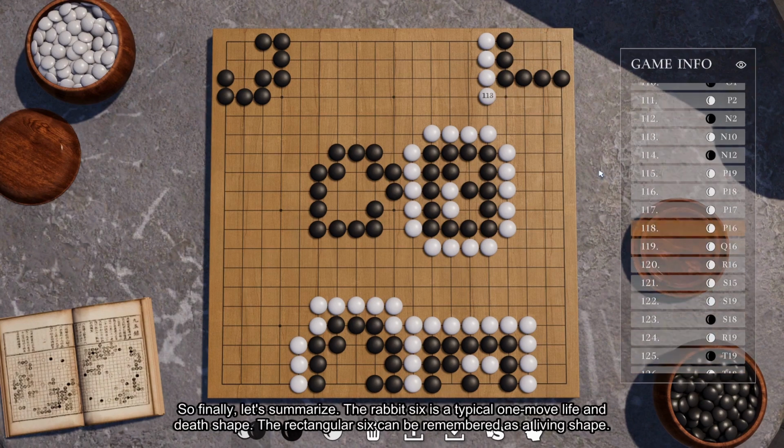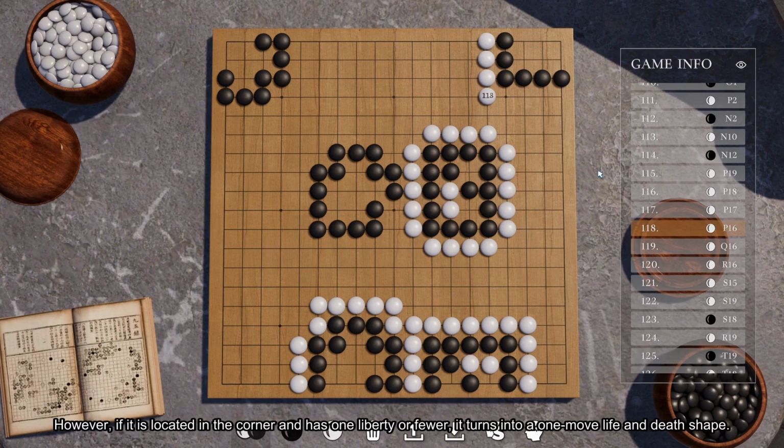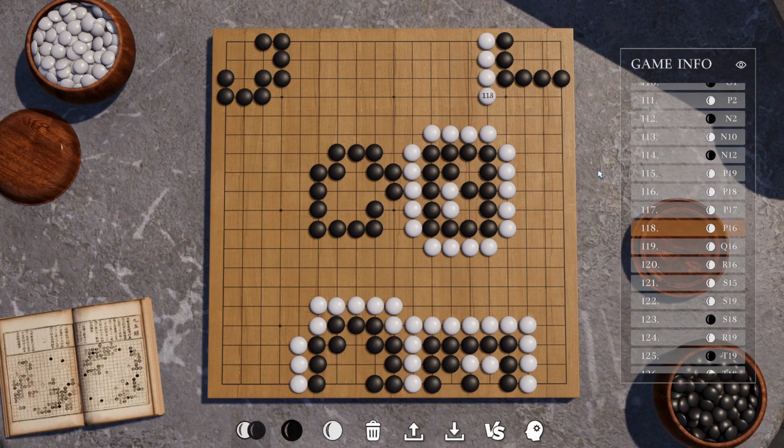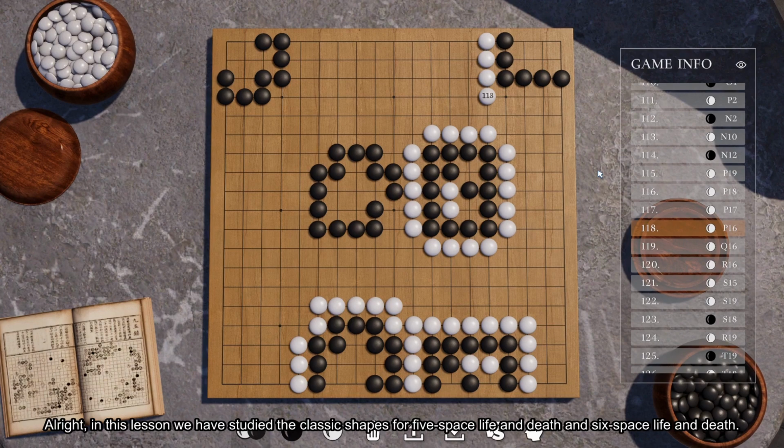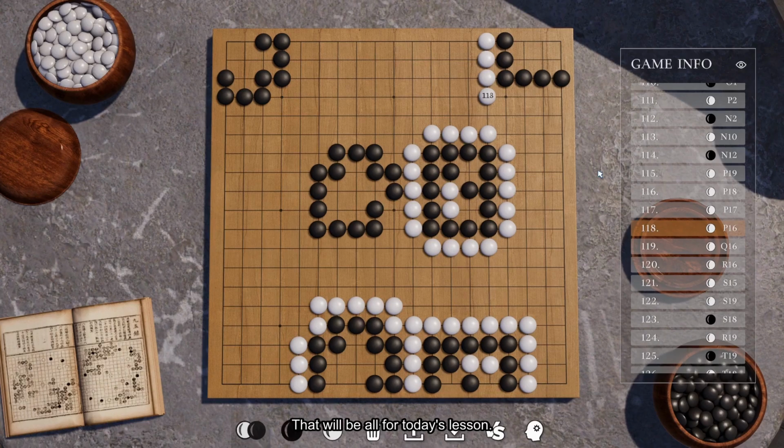So finally, let's summarize. The rabbit 6 is a typical one-move life and death shape. The rectangular 6 can be remembered as a living shape. However, if it is located in the corner and has one liberty or fewer, it turns into a one-move life and death shape. Alright, in this lesson, we have studied the classic shapes for 5-space life and death and 6-space life and death. That will be all for today's lesson.